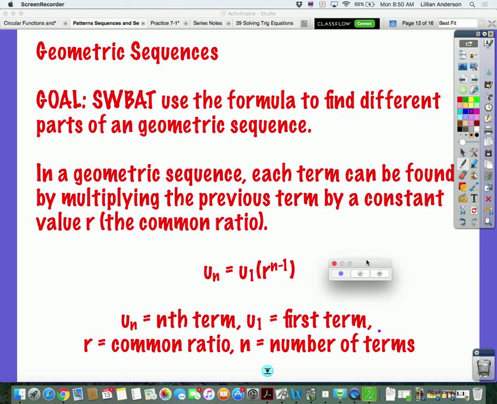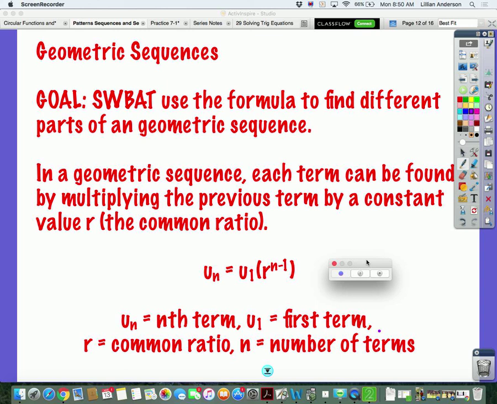So, in a geometric sequence, it's kind of like the opposite of an arithmetic sequence, where each term can be found by multiplying the previous term by a constant value, r. This one's known as the common ratio. So you have common difference that's associated with arithmetic, common ratio is associated with geometric. If it doesn't tell you what type it is, but it says find d versus find r, then you kind of know which one you're dealing with.